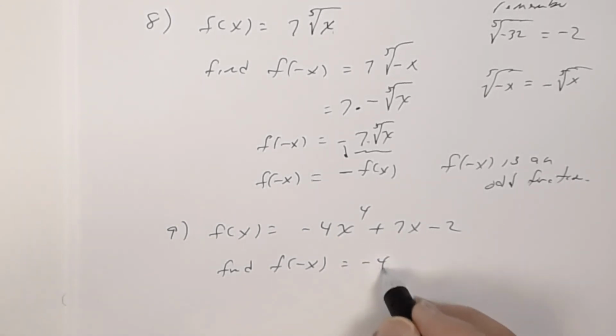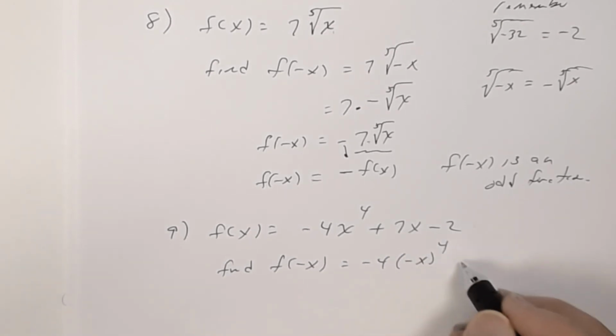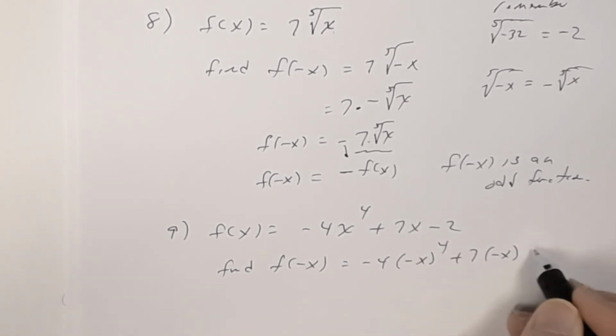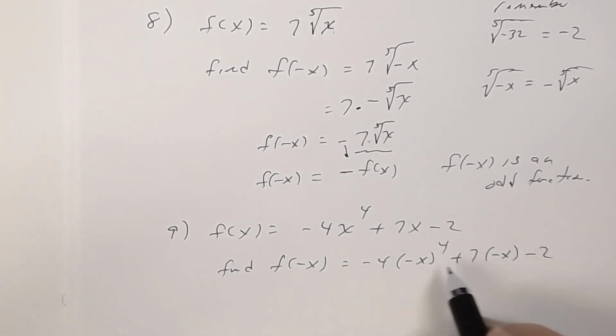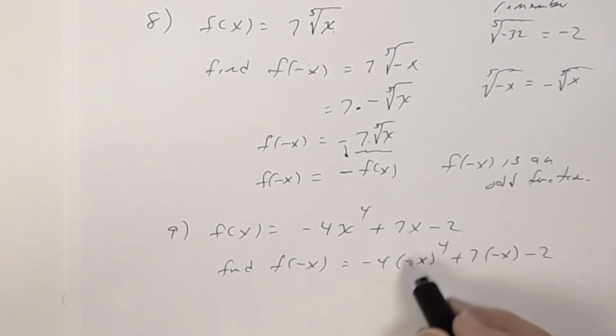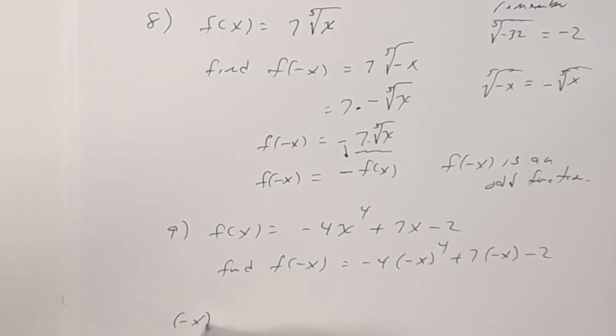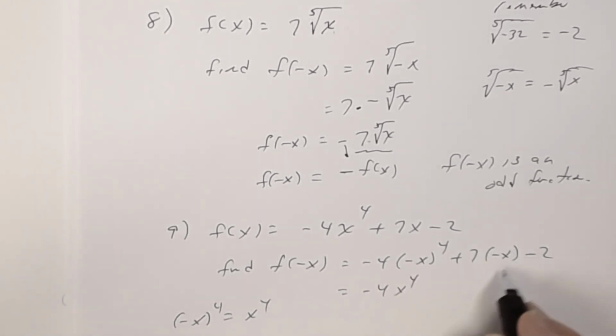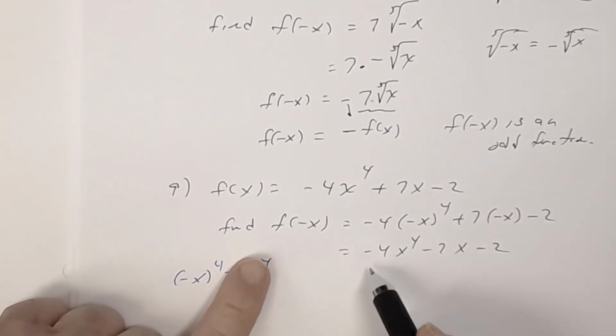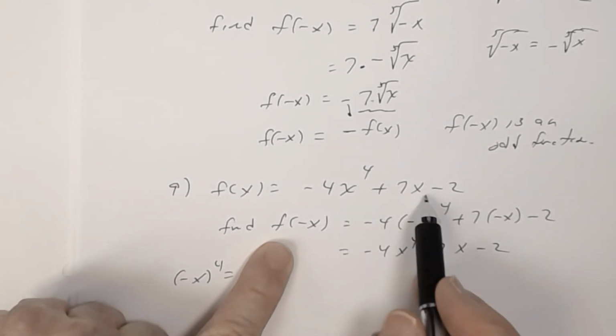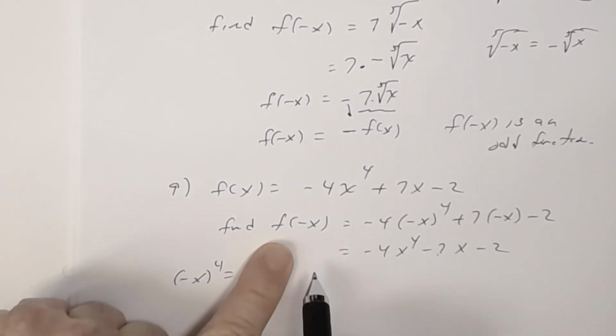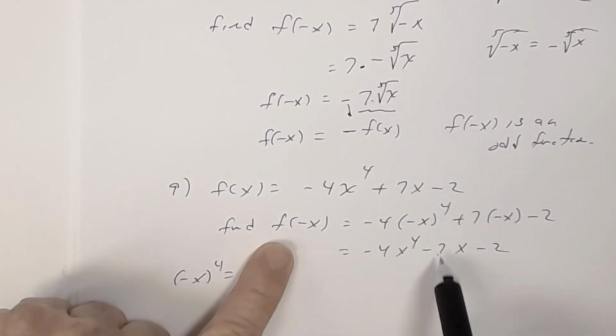So I get negative 4 times negative x to the 4th plus 7 times negative x minus 2, right? Well, remember, negative x to the 4th means x to the 4th. So this becomes negative 4x to the 4th. A positive 7 times a negative x is a negative 7x minus 2. All right? Now here's the question. Is this the same as this? Does that look exactly like this? No. The x to the 4ths are, the constants are, but the problem is this, right?